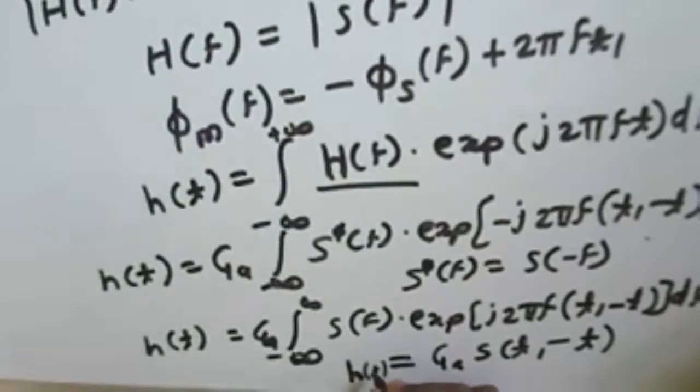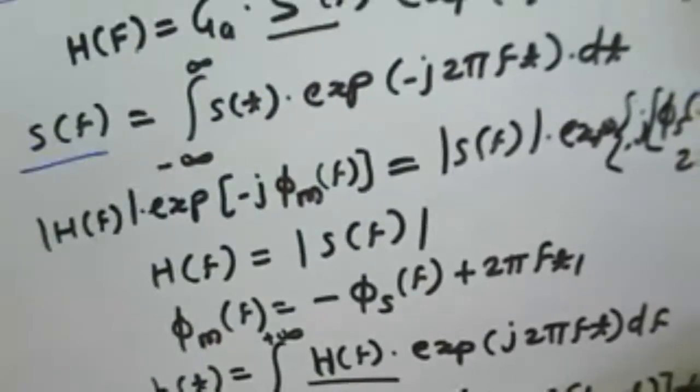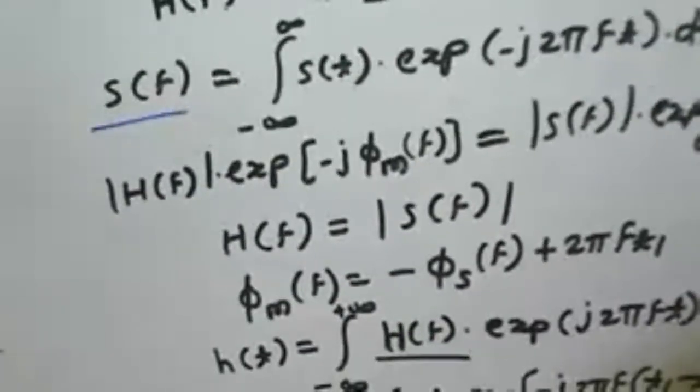So this is h of t, equal to what? A gain, so we are writing in terms of a signal again, S of (t1 minus t) here. So we can say that we are representing the function h of f in terms of an impulse response function, and that will provide you the signal waveform.